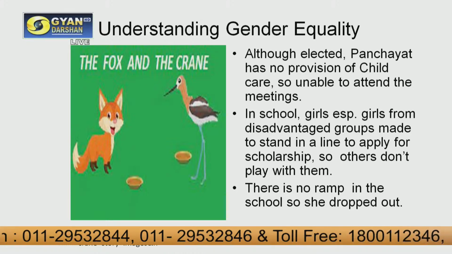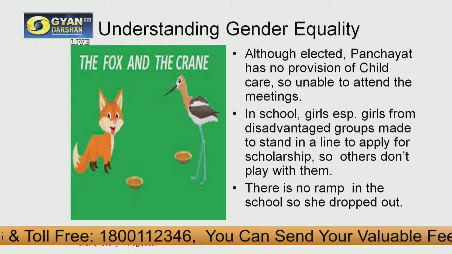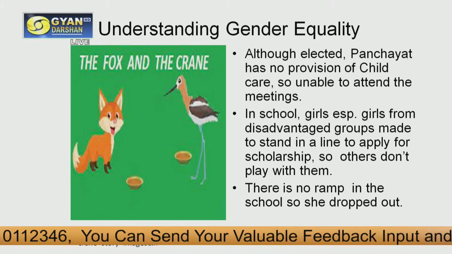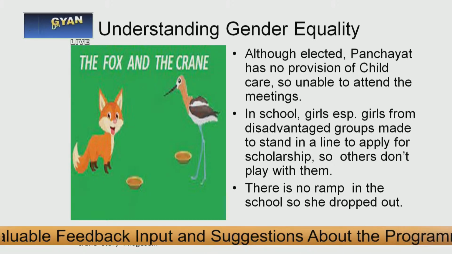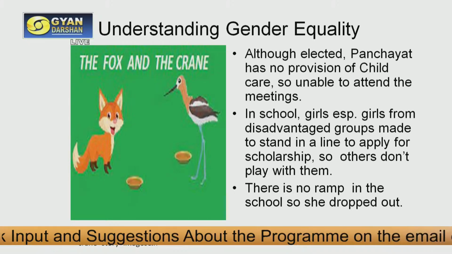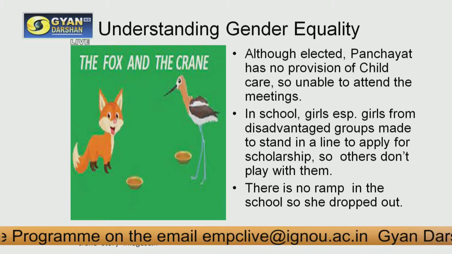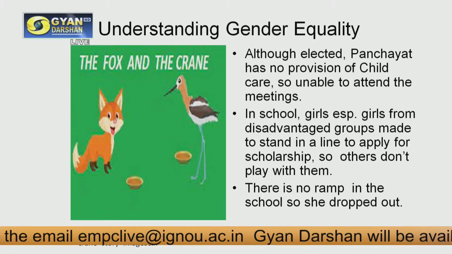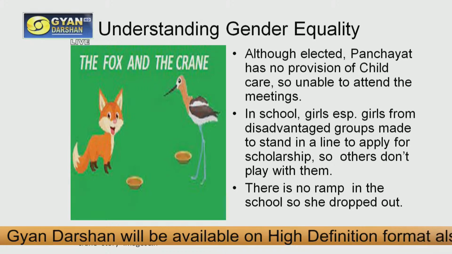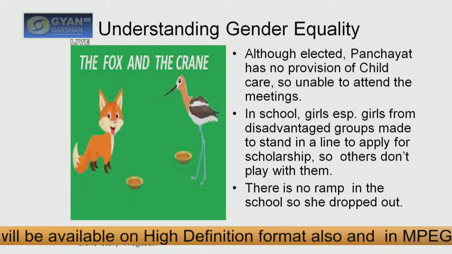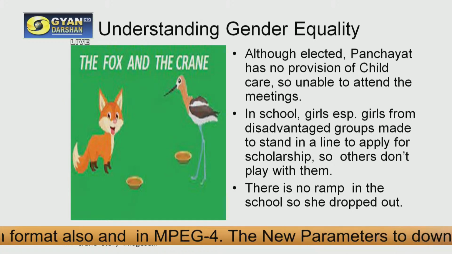If you look at this picture, there is a fox and the crane. There are two small boxes. We have filled the water and given it to them. For example, if you provide the same opportunities to both, the fox, due to its disadvantaged position, may not be able to drink the water. The crane, due to its advantaged position, with its beak, is able to drink the water.